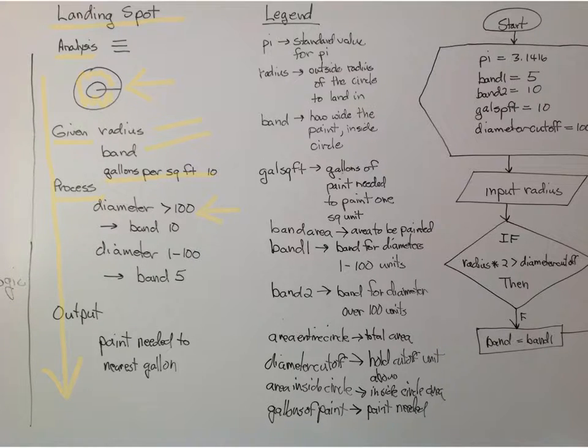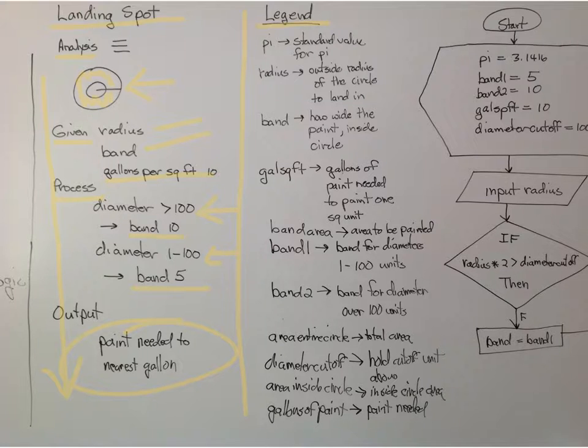We've already done this problem, and you students have a copy of this, but we talked about if the diameter is greater than 100, the band needs to be 10 feet. If it's 1 to 100 feet, the band needs to be 5 feet. Paint to the nearest gallon. This is really important. We talked about the legend again.